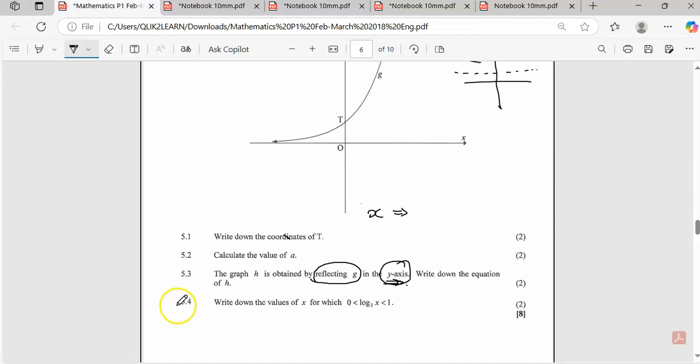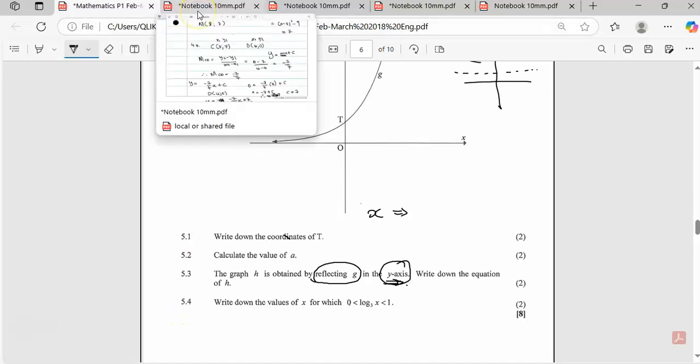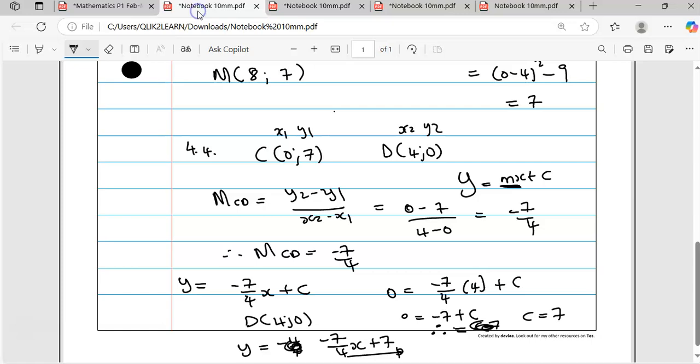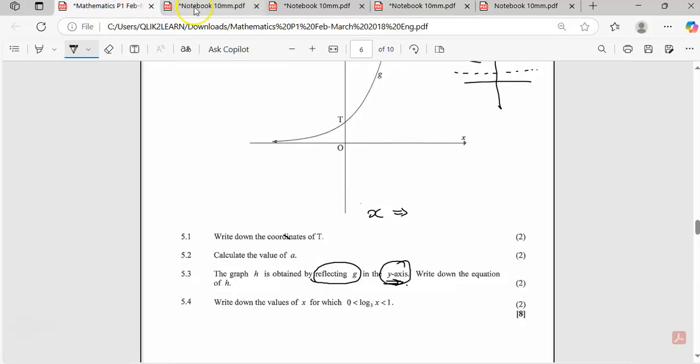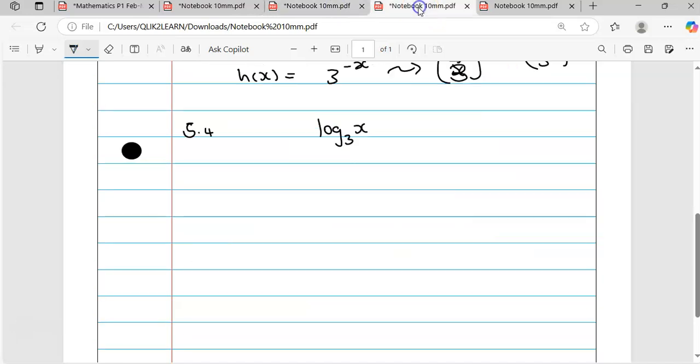For 5.4, they say write the values of x for which, okay, what are we given? Let's quickly do this one. This is 5.4. So we need to solve this. This is the log of x to base 3. The log to base 3 of x is less than 1 and greater than 0. How can we solve this?